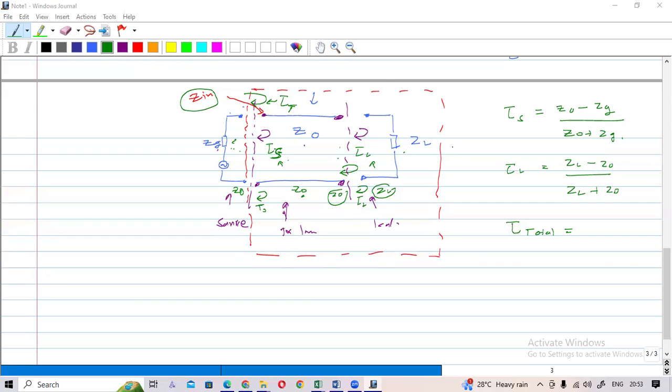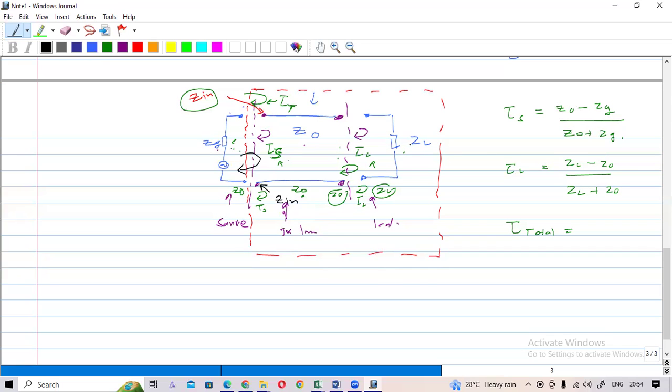So how do you write it? You have to write the reflection here, and here, and this reflection. So here the input impedance is Z in. So you can calculate this Z in.